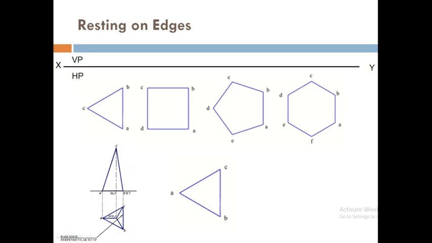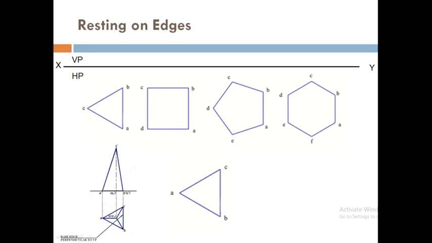So that edge should be taken perpendicular to the XY line. Here I have taken BC as the resting edge. You can name it any way. You can name AB as the resting edge, or you can name BC as the resting edge. Any way you can name it, but it's better to take the same letters as the resting edge for all the problems.